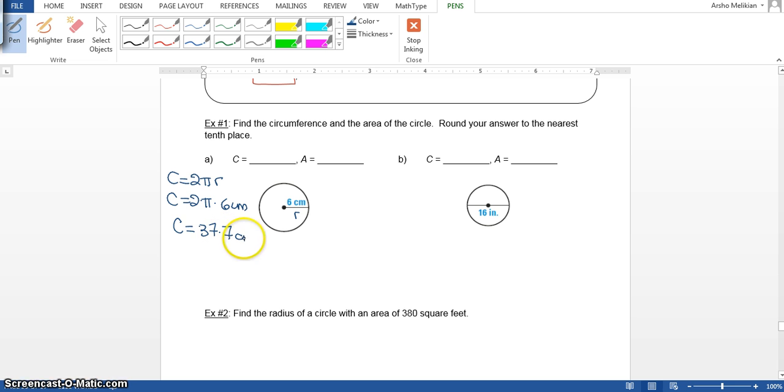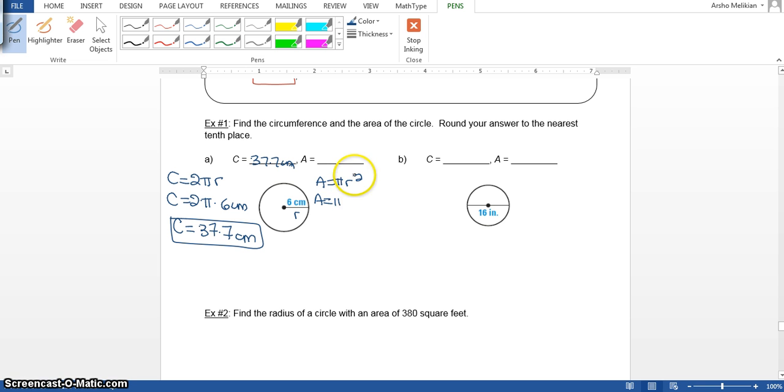37.7 centimeters. Remember, this is a length. It's how much you're walking, so the unit is centimeters. What is the unit for area going to be? Oh no, I'm asking for the circumference. Because you get 37 times 6. Yes. For area, the formula is pi r squared.